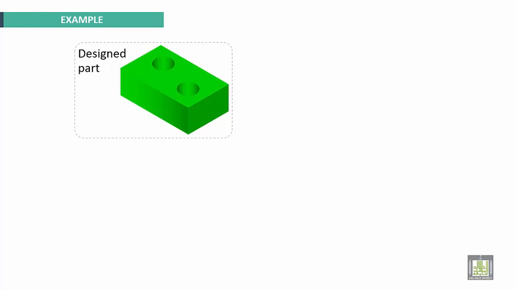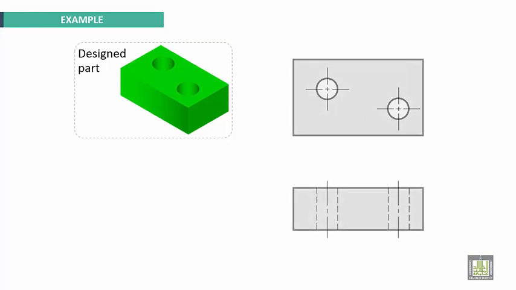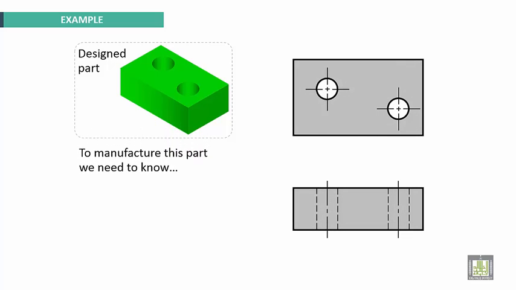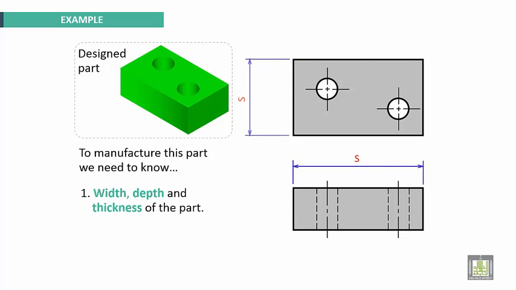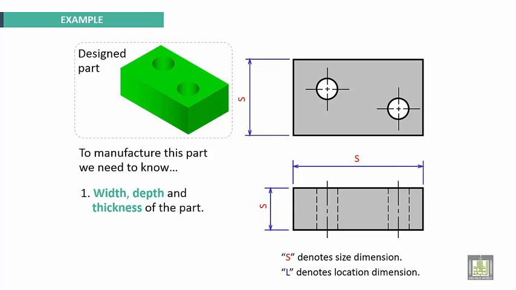One example, this is the designed part. We need two views. To manufacture this part, we need to know first the width, the depth, and the thickness of the part. These dimensions should be clear. S denotes size dimension, L denotes location dimension.